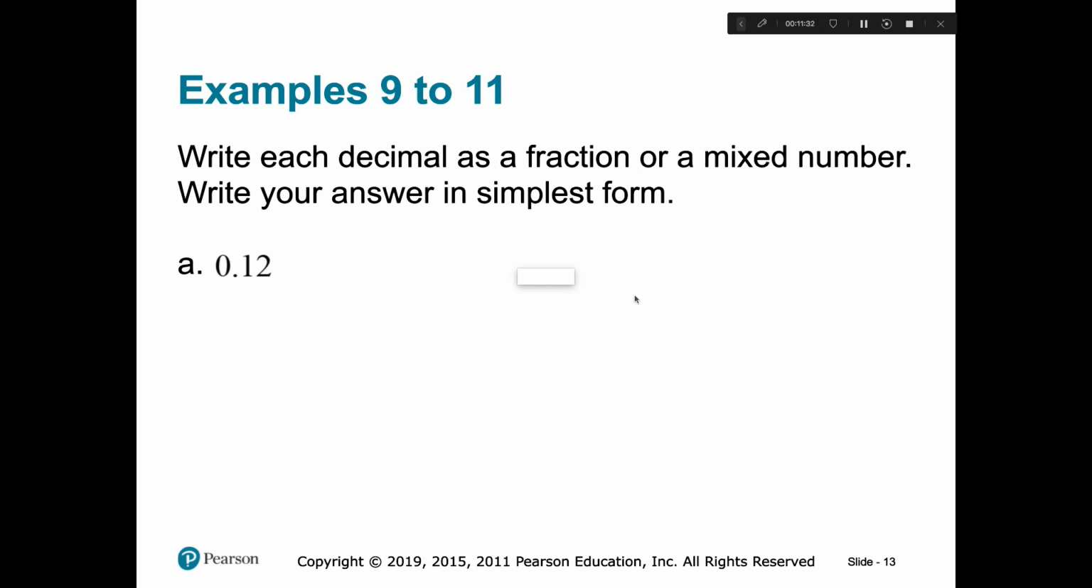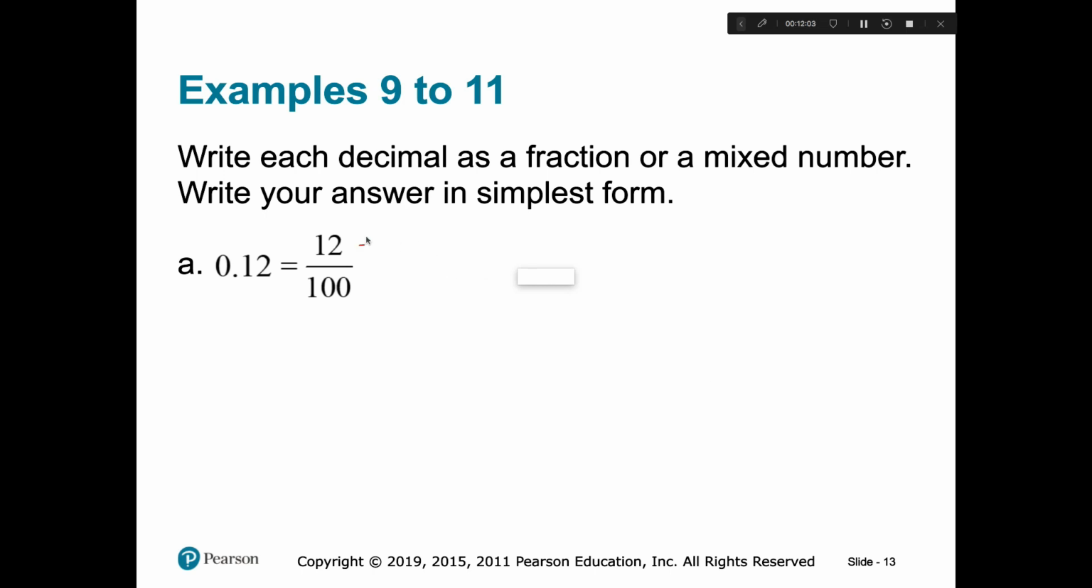This one becomes 12 over 100. Is that in lowest terms? No, those are both even numbers, so we can reduce it. What does it become? 6 over 50. Is that in lowest terms? No, because they're both still even numbers. 3 over 25.